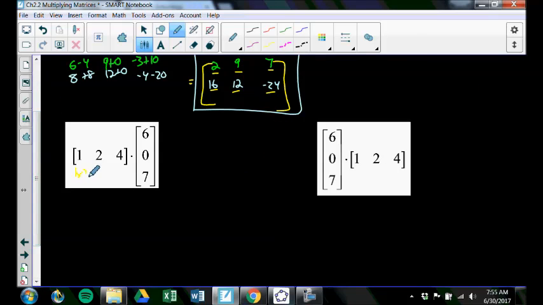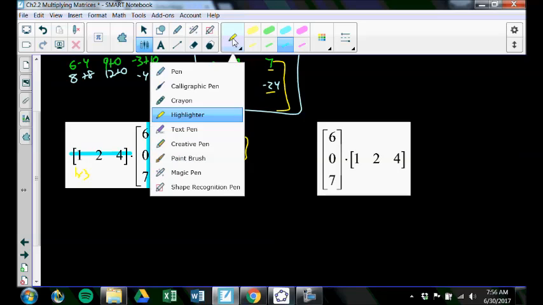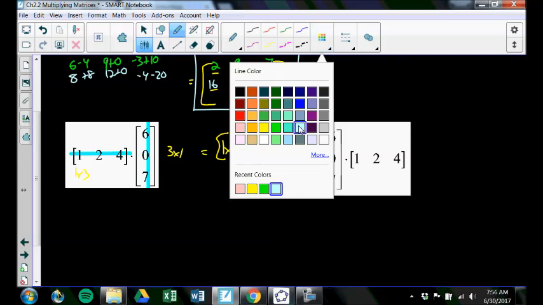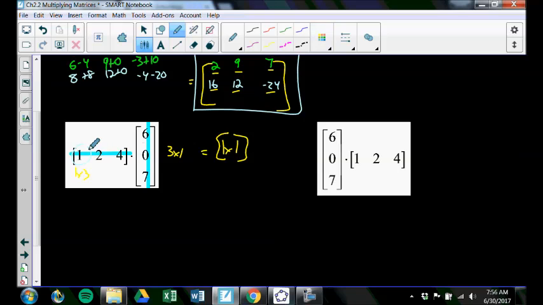This is a 1 by 3. This is a 3 by 1. The inner numbers do match. The outer numbers give us a 1 by 1. So this is going to come out to a 1 by 1 matrix. That's just a single number. It's going to come out to a single number matrix, and that's fine. I'm doing row onto column, and that's it. So it's going to be 1 times 6 is 6, 2 times 0 is 0, 4 times 7 is 28. This is just going to be the matrix 34. I missed the 8 here, 28.